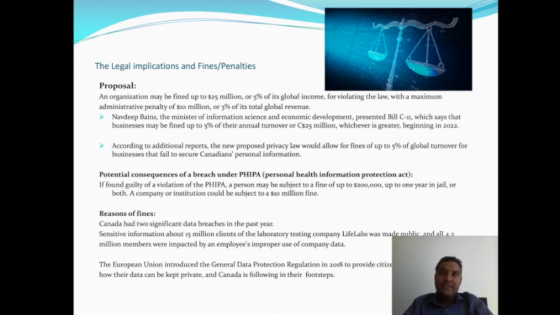Canada had 2 significant data breaches in the past year. Sensitive information about 50 million clients of the laboratory testing company LifeLabs was made public, and all 4.2 million members were impacted by an employee's improper use of company data. The European Union introduced the General Data Protection Regulation in 2018 to provide citizens new rights regarding how their data can be kept private, and Canada is following in their footsteps. Thanks.